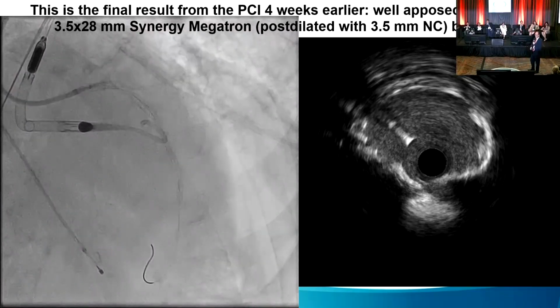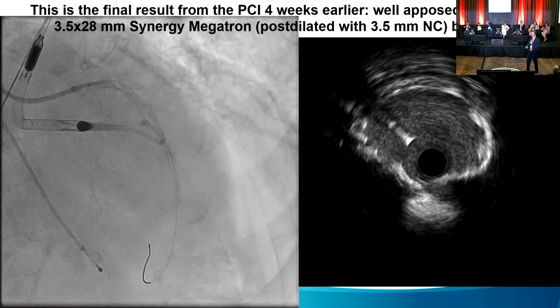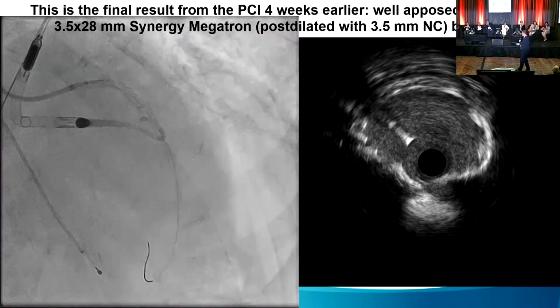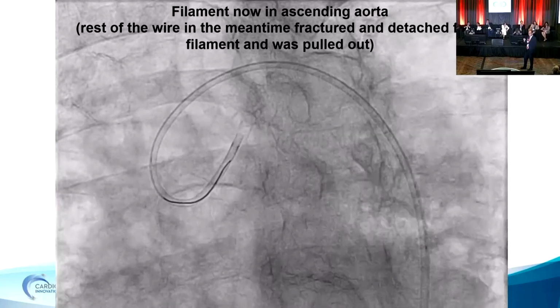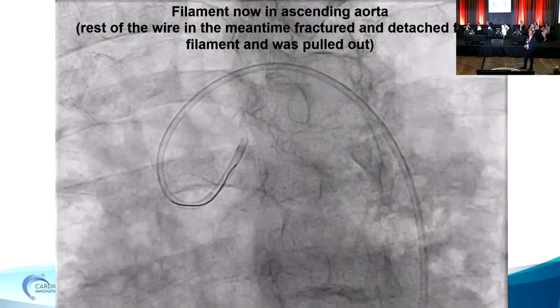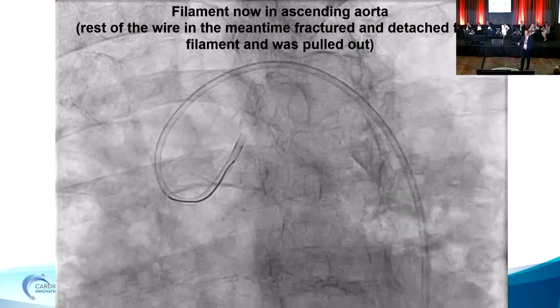It's a 3.5 megatron positive with 3.5 NC, and that is exactly the spot where this problem happened. Angiographically and IVUS-wise, it looks good, but this is what happened. At this point, the wire, with all these maneuvers, broke, and so the outer end was out, and we have this filament floating in the aorta.